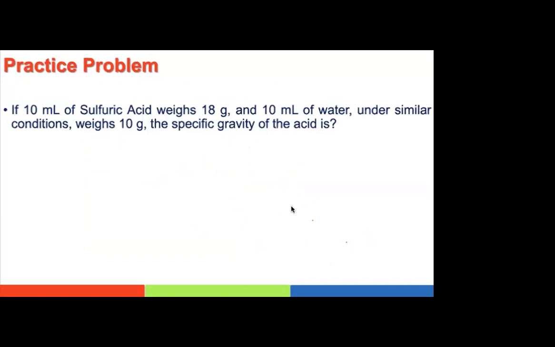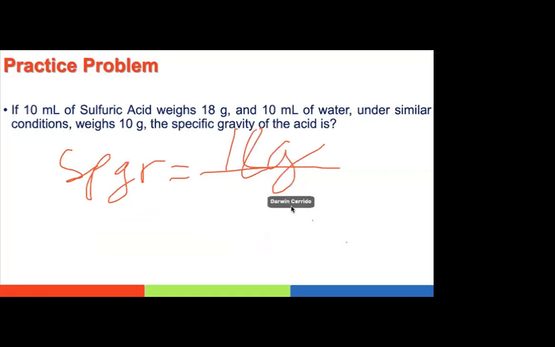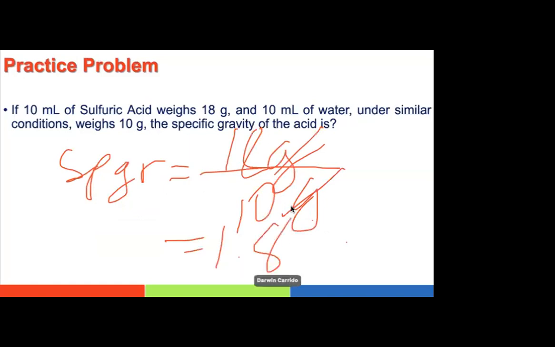If 10 mL of sulfuric acid weighs 18 grams and 10 mL of water under similar conditions weighs 10 grams, the specific gravity of the acid is... what again is our formula for specific gravity? The weight of the substance divided by the weight of the standard. What is the weight of the substance here? 18 grams. Since we are under the same condition, same volume and same temperature, that is our assumption too, we go straight to 18 grams. And then what is the weight of water? 10 grams. So, cancel out the same unit. The answer is 1.8 as well.